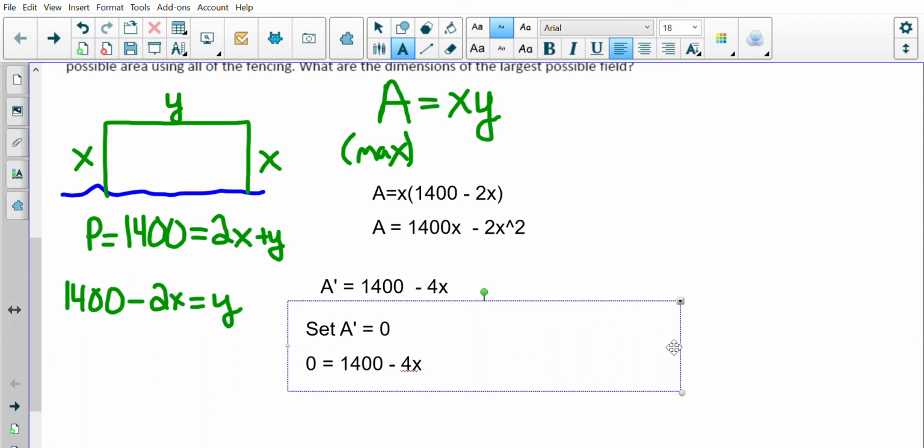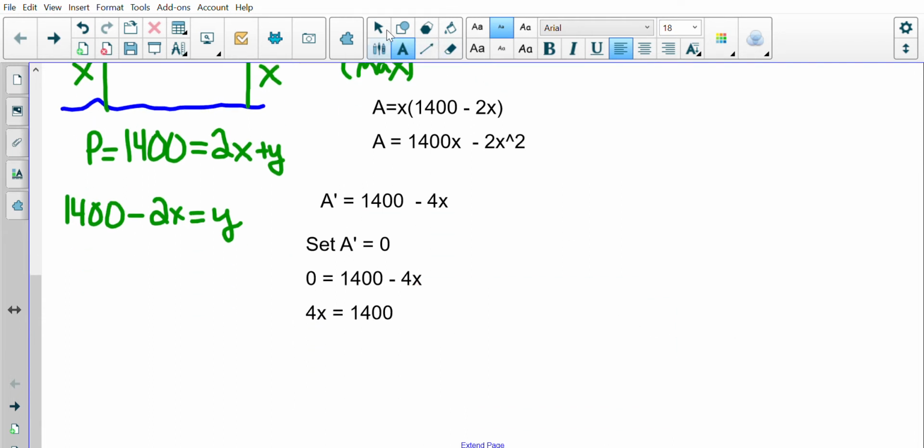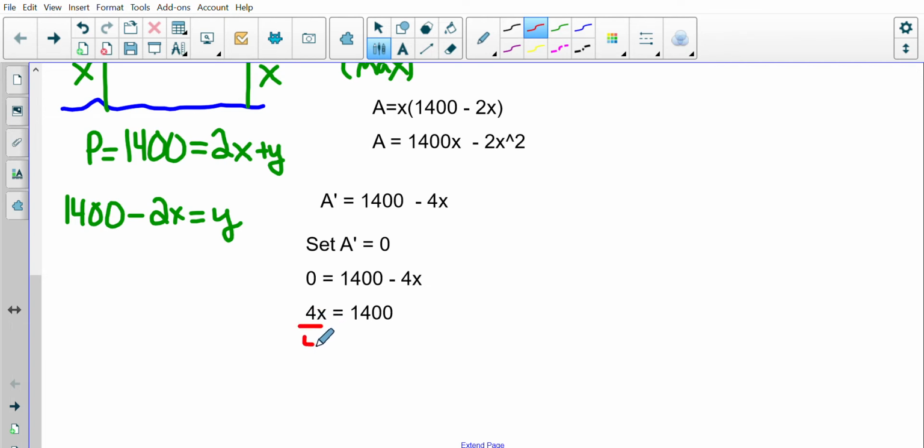Just put a space there. All right, so I'm going to move that negative 4x over to the other side, so it becomes a positive 4x. And then I've got to get x by itself here, so I'm going to divide both sides by 4. And so the value of x that gives us a maximum area is going to be 350.